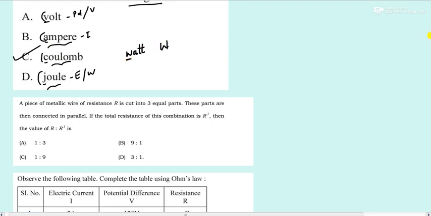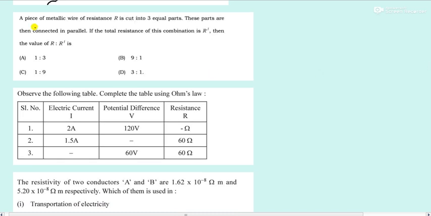Next question. A piece of metallic wire of resistance R is cut into three equal parts. These parts are then connected in parallel. If the total resistance of this combination is R dash, then the value of R is to R dash is what? So if I have a resistance of 30, and if I tell you I will divide it into three equal parts, what will you tell?